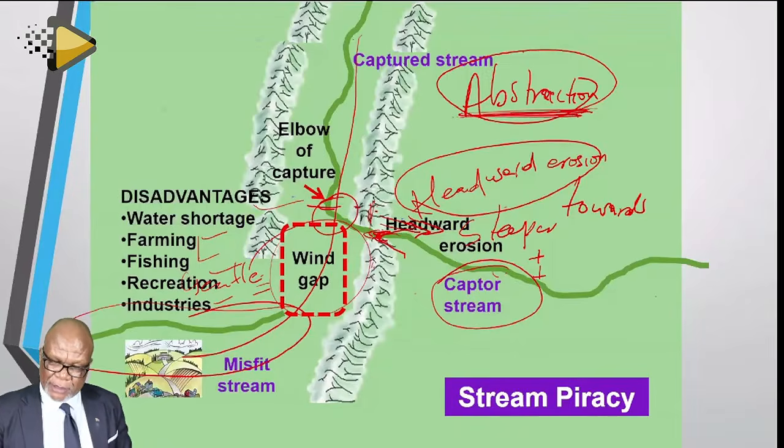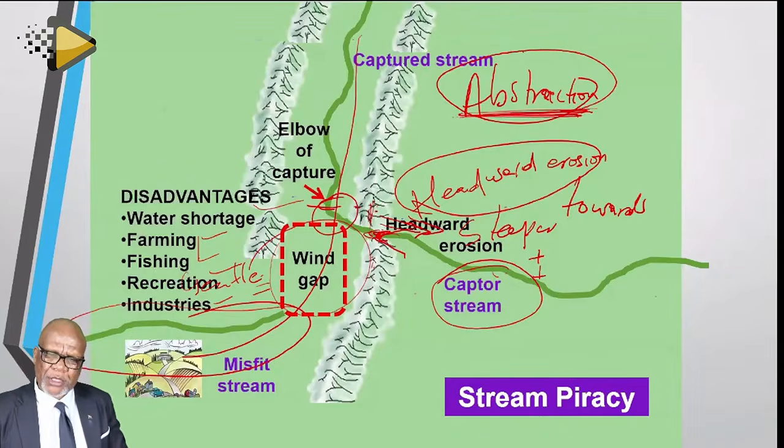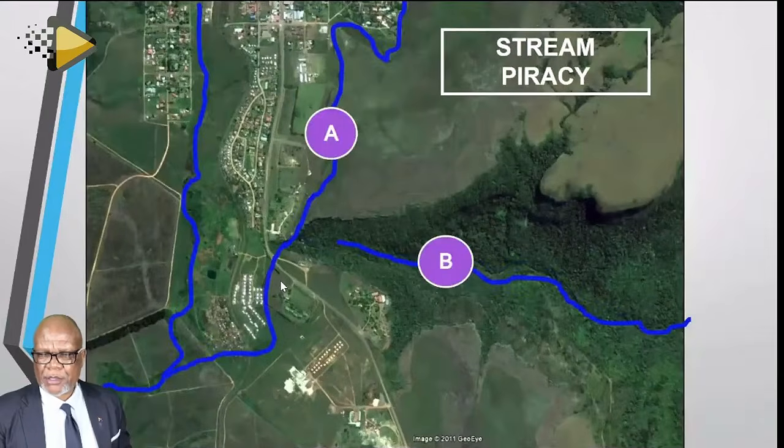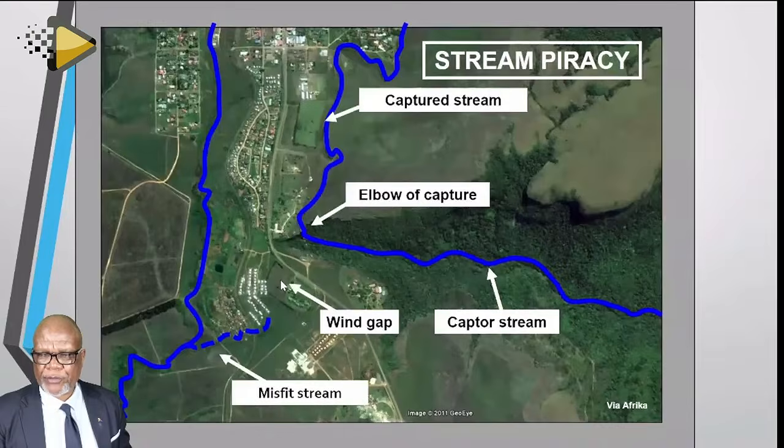We said on the captured stream, there's going to be less volume of water, more deposition, less erosion. Here, there's going to be more volume of water, less deposition, more erosion, high chances of flooding. And then also you must know that at the wind gap, there is more gravel and there is less water. Okay, this is another animation of river capture.